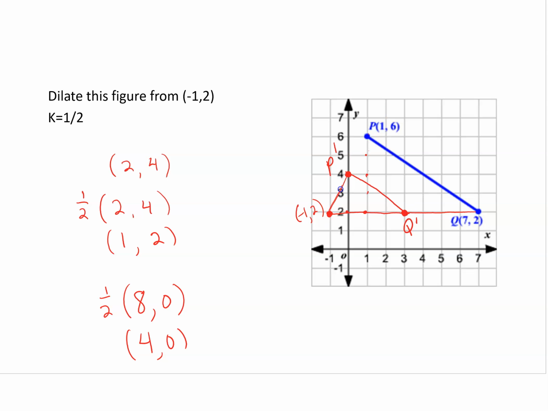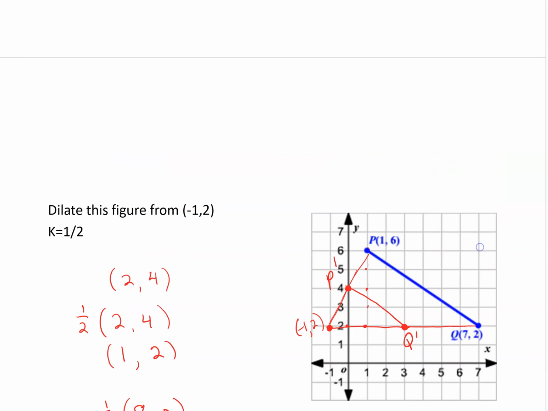You can also notice they're going to go through those points. It is 1/2 the distance from the point as the previous, and it will also be half as long. Okay, so that's the gist of how dilating from a different point works, especially in a graph. You're just going to count how far away you are, use your scale factor, and then count where that would put you. Let's try this one now and see.